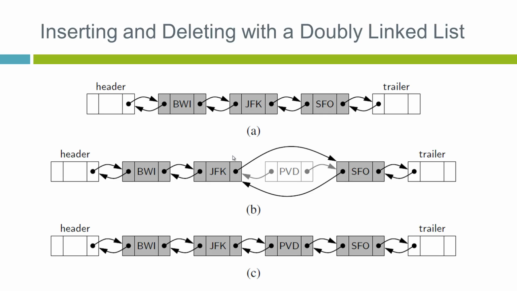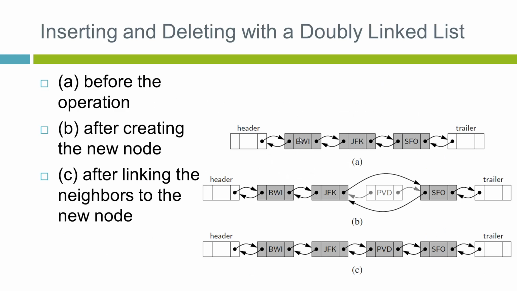If we want to insert a new node, what we can do is just change the next pointer and the previous pointer to accommodate the new node. So the steps are A, what it looks like before the operation, B, after creating this new node, and then C, after linking the neighbors to the new node, pointing the next and the previous to the corresponding nodes.